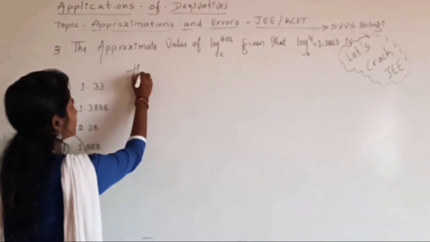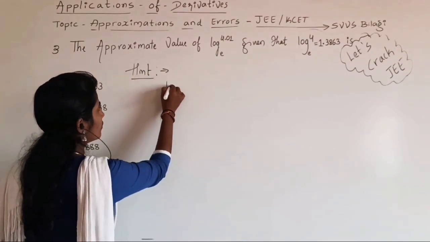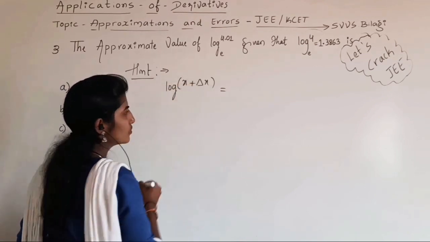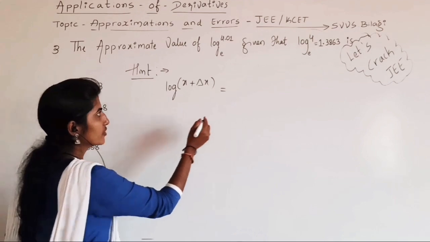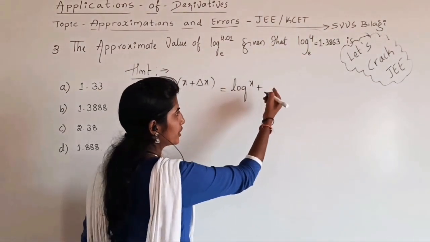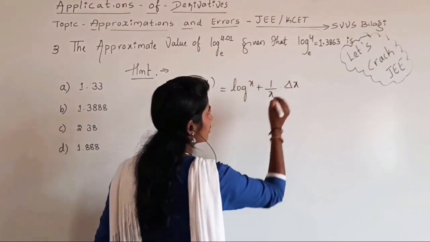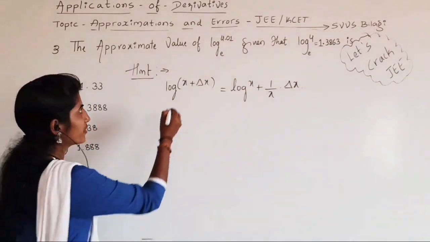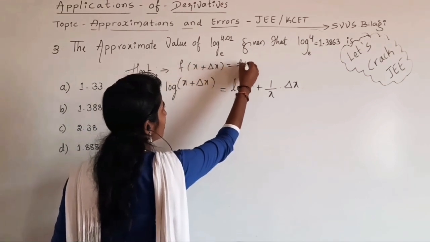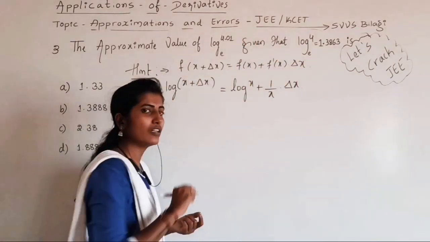Solution. Hint: we know the same concept. If I write log of x plus delta x, my function is log x. So log x plus its derivative, that is, the derivative of log x is 1 by x, into the error in x, that is delta x. We know this on the basis of f of x plus delta x, which is given by f of x plus its derivative, of course with the error in x.